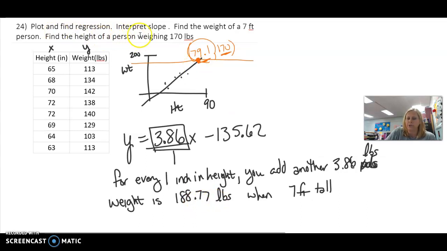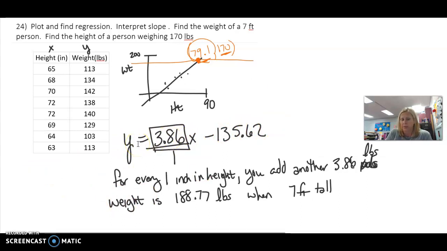All right, the next question was a little trickier. Find the height of a person weighing 170 pounds. We had a problem like this on your quadratic homework where I gave you the y value and asked for the x value. That spot in your calculator where you do second trace and go find value only works if you know the x. If I give you the y, that's a little trickier. You might have done some tracing or something to find that. You might have used your equation. In all honesty, it's a linear equation. It wouldn't have been terrible to do that.